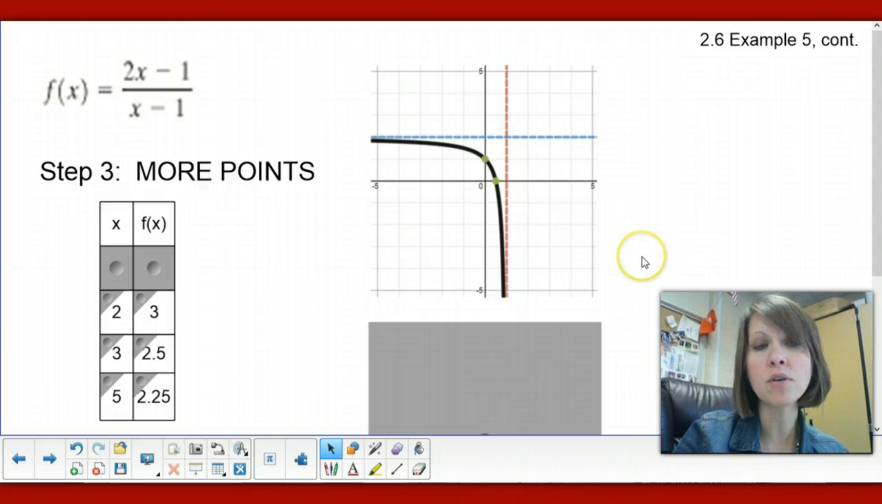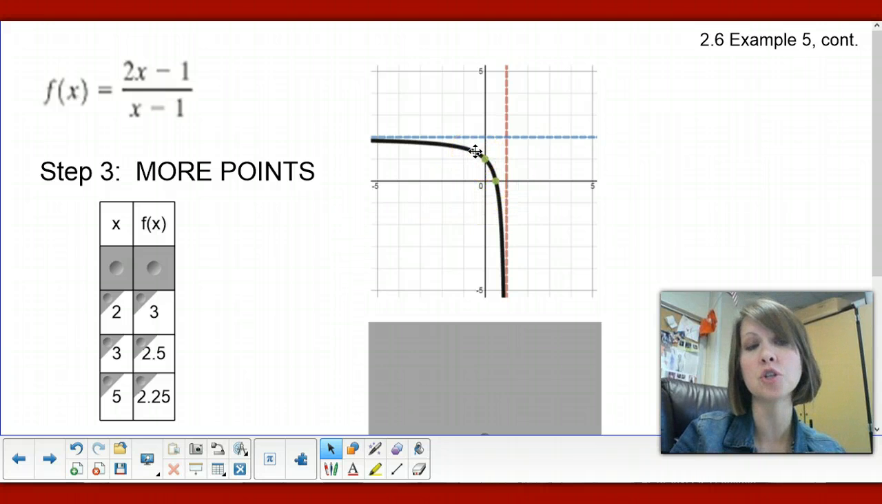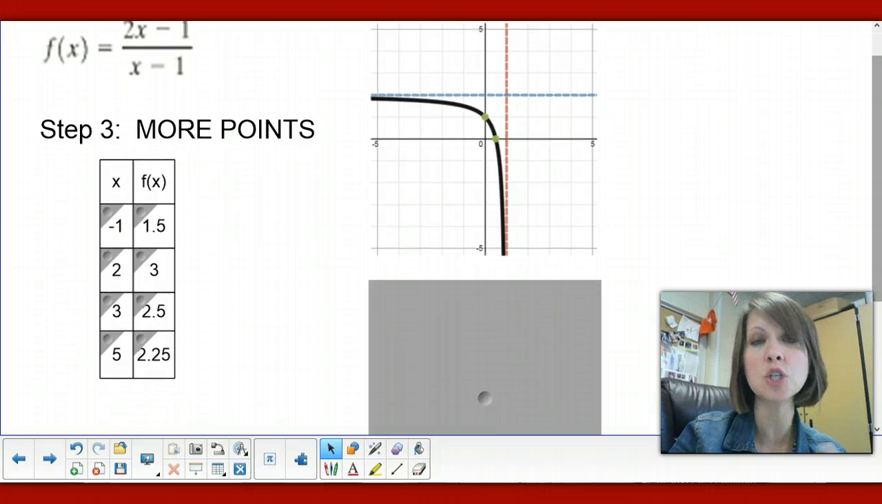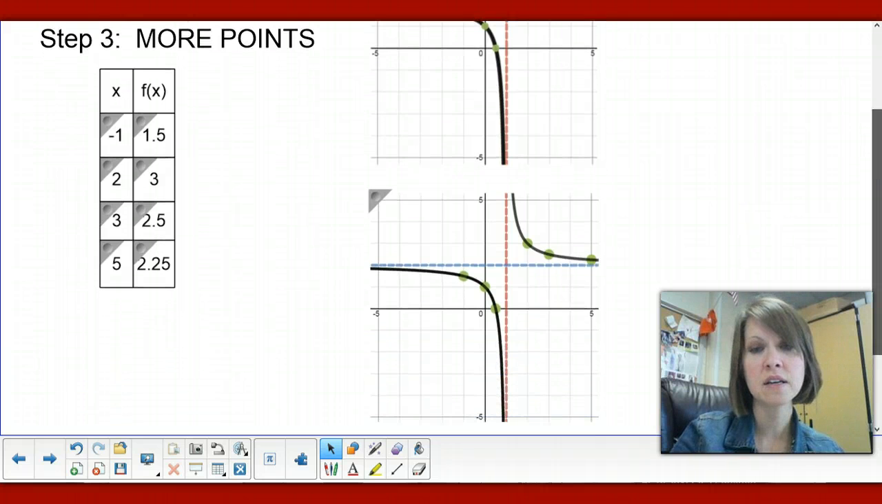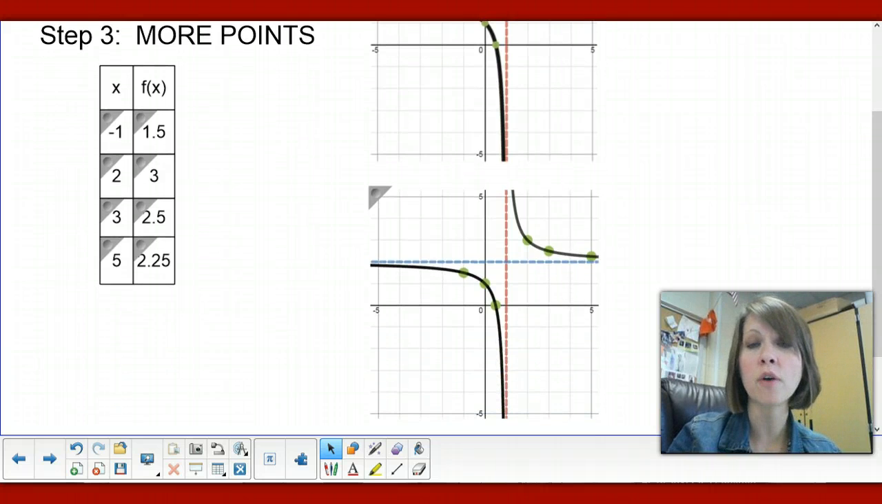I also, this box up here, we only had 2 points over on the left side. So it's fine to plot a third point. So I chose x equals -1, and that has a y value of 1.5. If you plot those points in addition to the intercepts that you have, then you will get a nice set of points to draw the curve through.